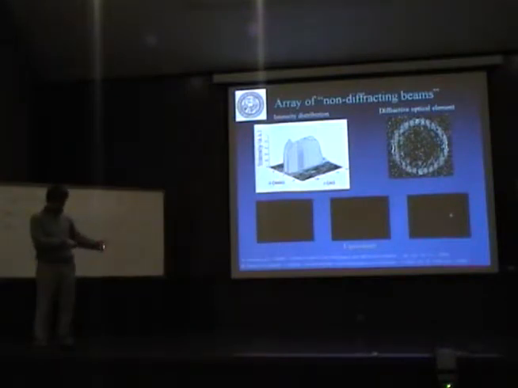You see this light is about the same size here and there. How can I do that? There's no diffraction. Any guess?